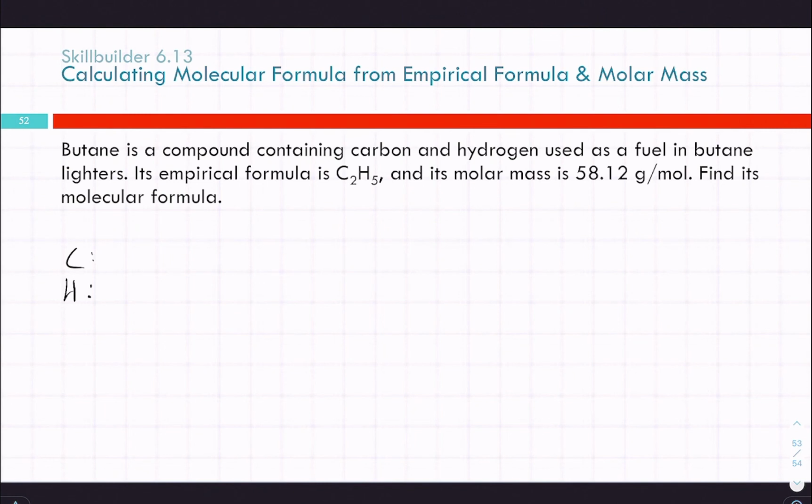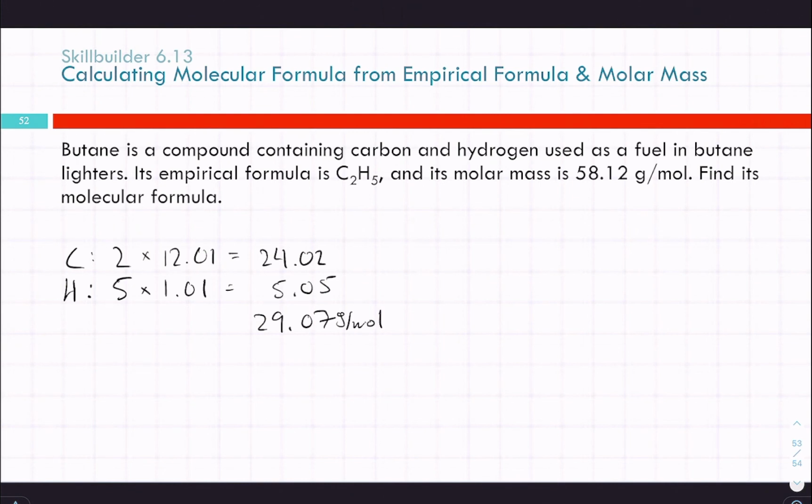So we're going to do 2 of those, 5 of these, multiply by their molar mass. So we're going to get 24.02, 5.05, so this will be 29.07. And this again is the empirical formula molar mass.